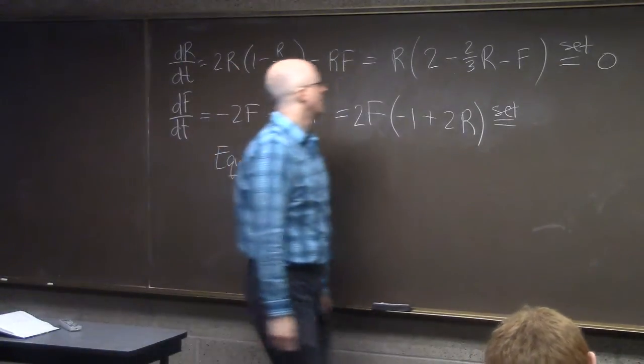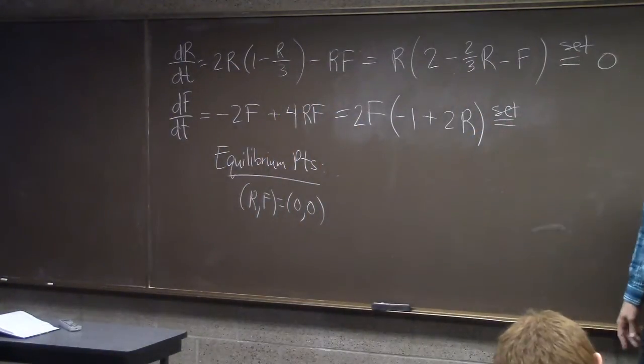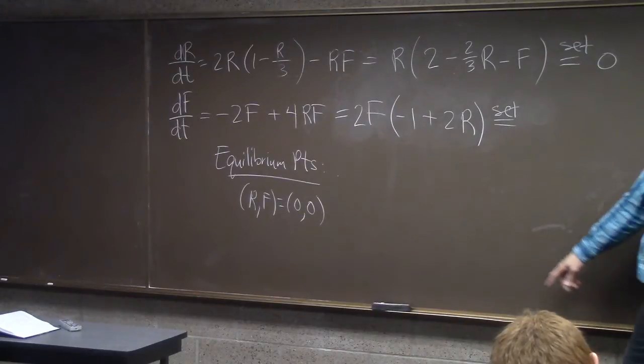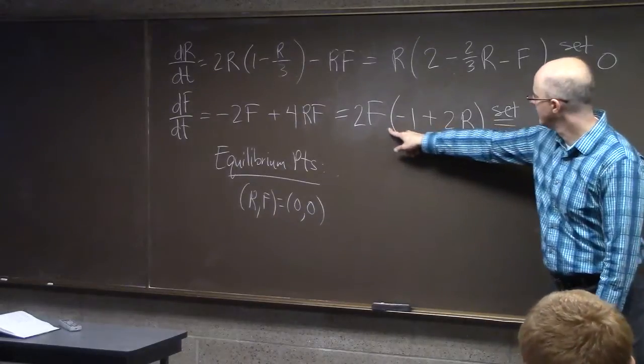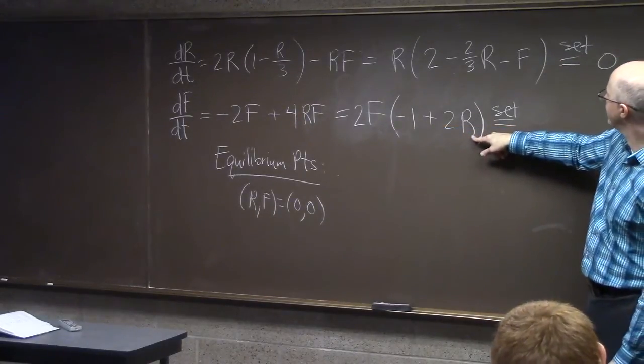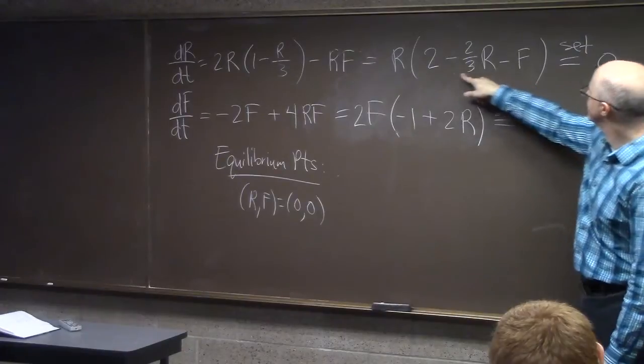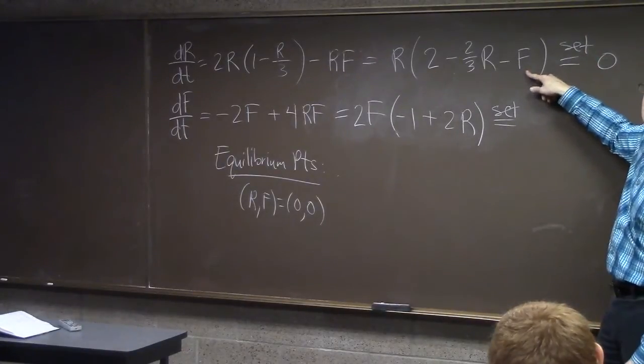How else can both of these equations be 0 simultaneously? Well, if F is 0, that makes this equation 0, and then R could also be something to make this term 0 when F is 0, and that'll result in an equilibrium solution.